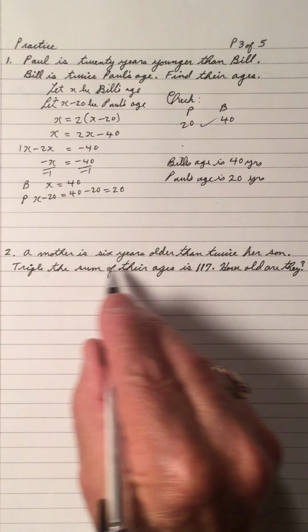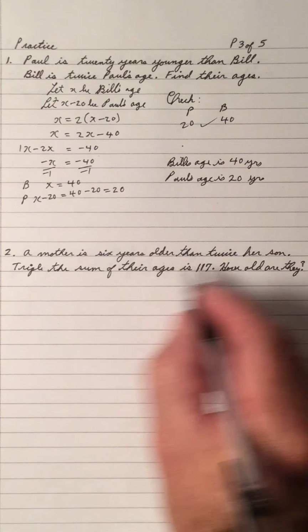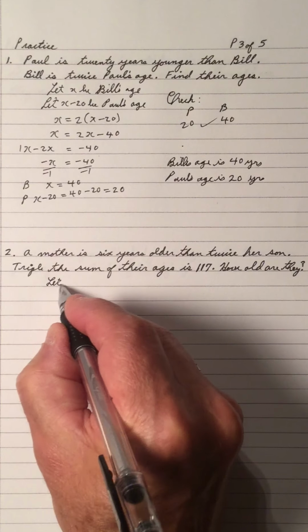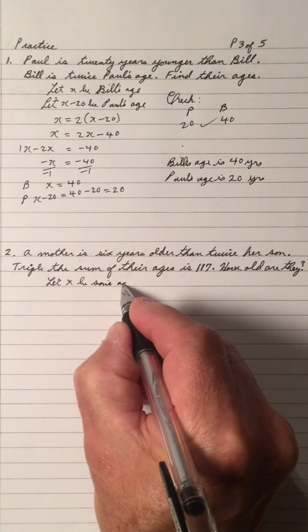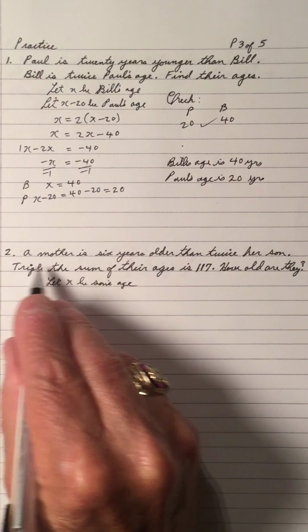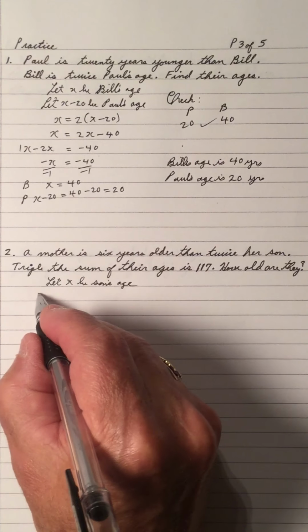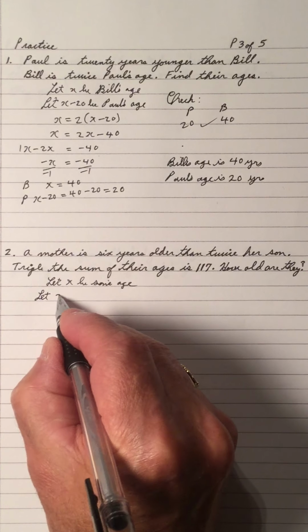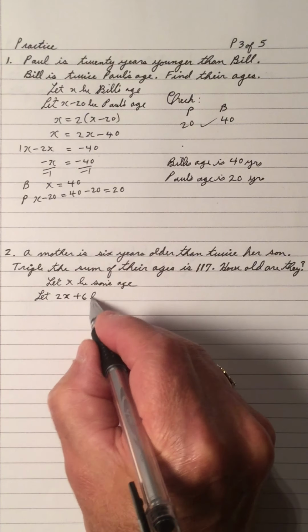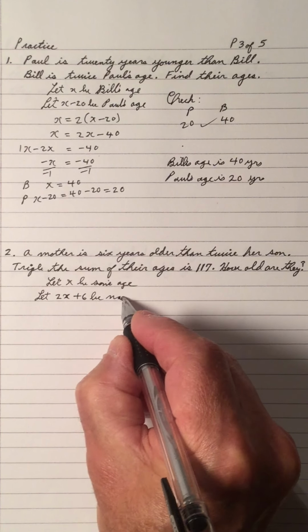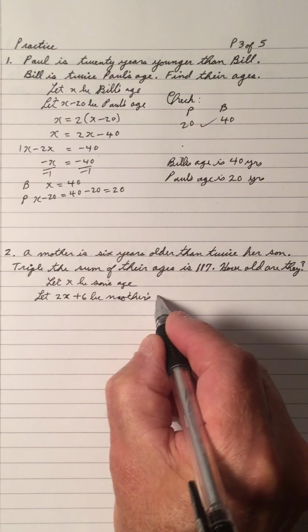Again, I do the box when I have years ago or years from now. So the mother is 6 years older than the son. So the son is on the right. So I'm going to let X be the son's age. And the mother is 6 years older than twice her son. Twice her son is 2x, and 6 years older is add on 6. Let that be the mother's age.